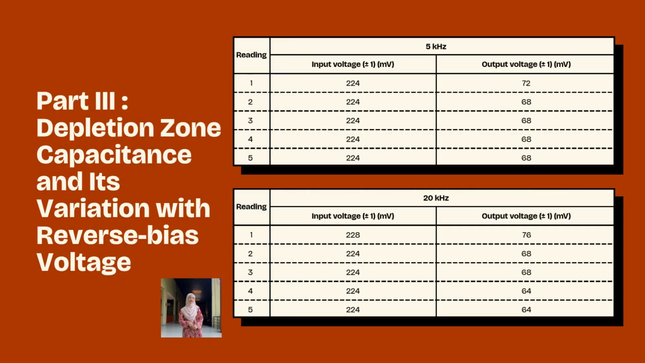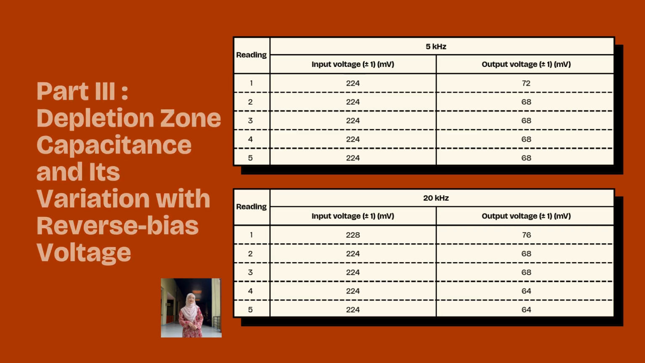For data part 3, depletion zone capacitance and its variation with reverse bias voltage, we use two values of frequency, which is 5 kHz and 20 kHz, and we take 5 readings for each value of frequency and we record input voltage and output voltage.